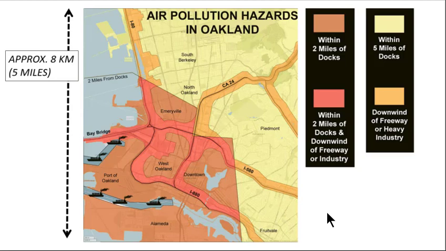The darkest colors, dark orange and lighter orange, indicate the most hazardous areas, within 2 miles of the port and downwind of the freeway. That's the darker orange here, lining the freeways. The lighter orange is the area within 2 miles of the port, regardless of proximity to freeways. The beige-colored areas are as the orange, but within 5 miles of the port.